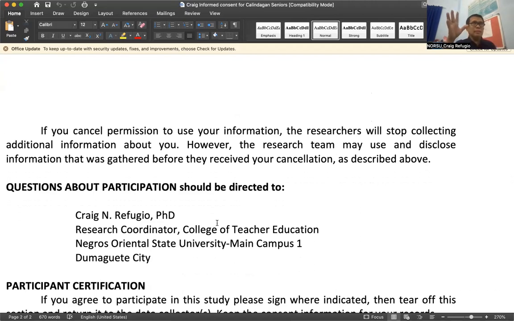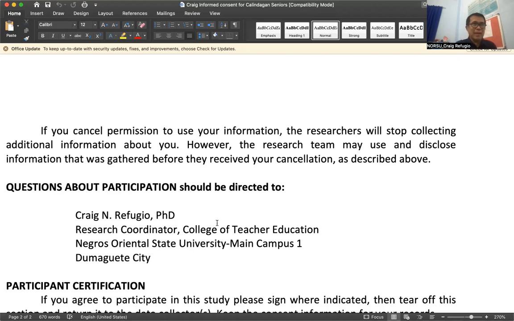So for example, the start of the research was way back in October. October, you participated. November, you participated. But on December 1, you decided to stop participating. And then you send a letter to the lead researcher that you are going to stop your participation. That is totally okay. That is permissible. But if you stop only for December, then we can still make use of the data collected in October and November, because you permitted us that you would be part of the study, and we have collected data from you.